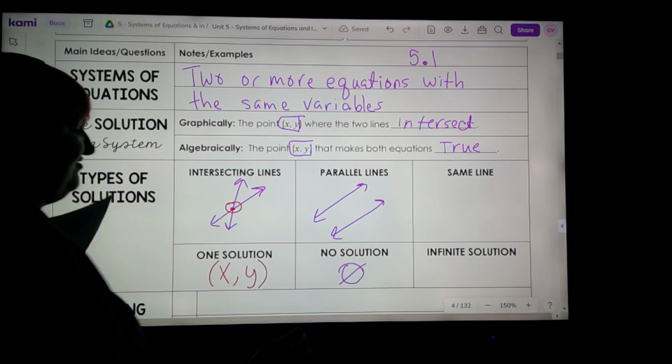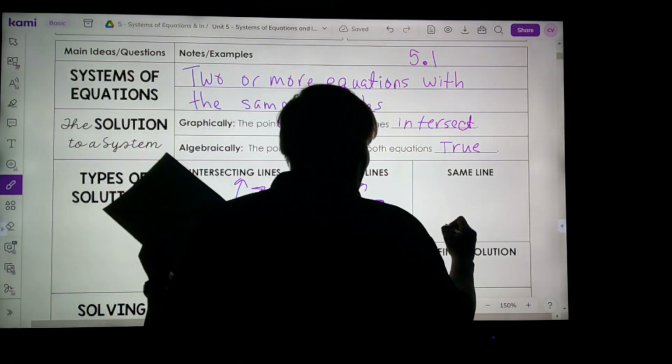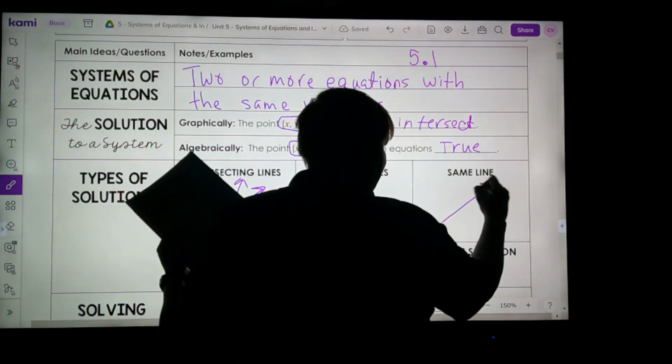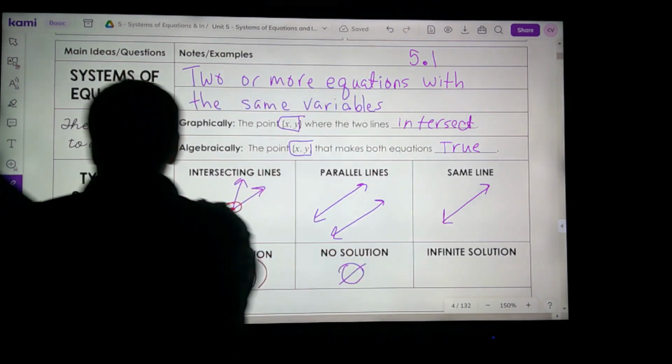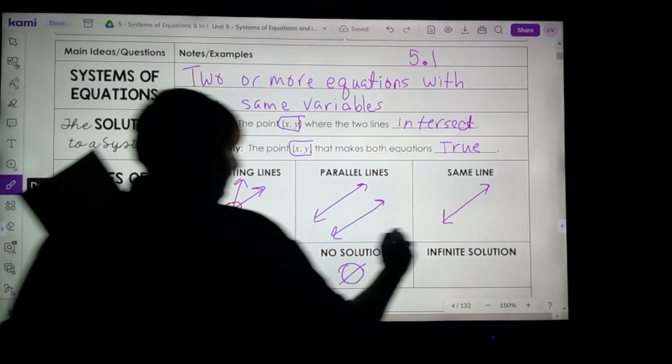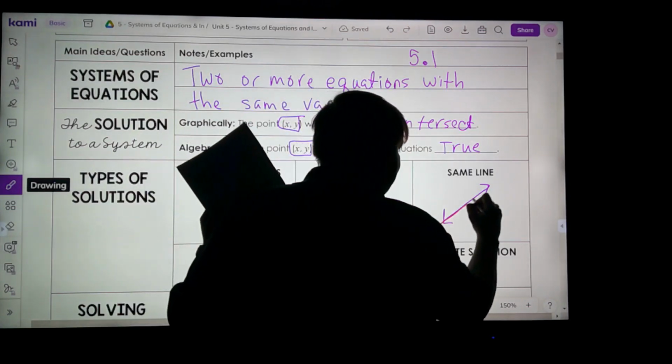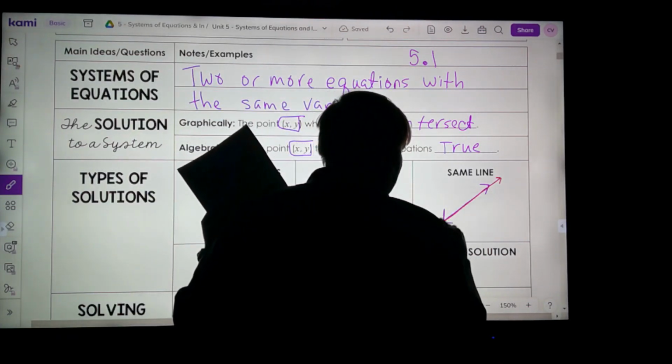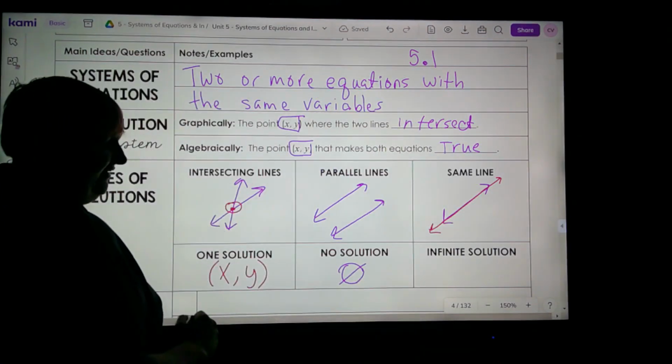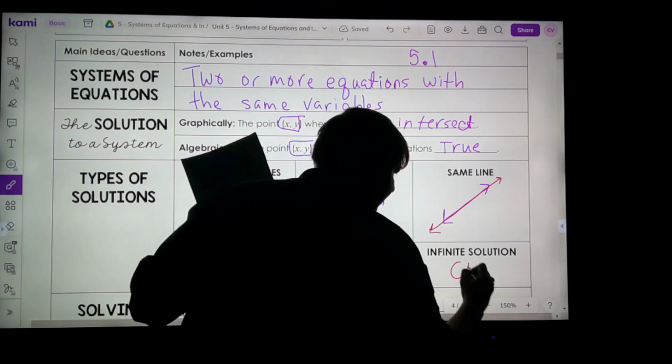And then you have the same line. So suppose you have a line and you graph it, and then you have another line and it's the same exact line. They're on top of each other. This is infinite solutions, or infinity.